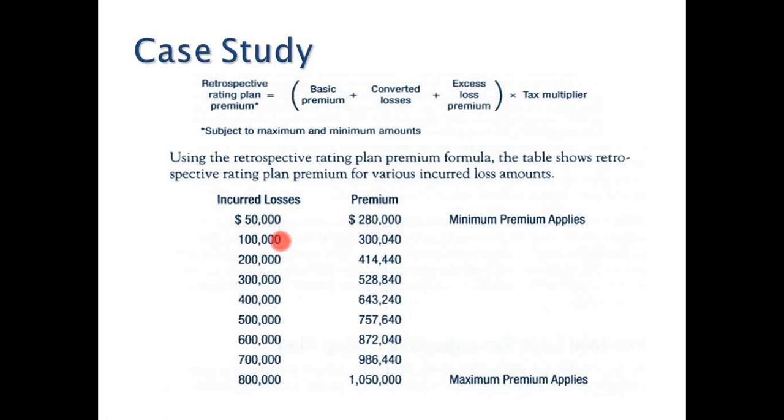If we have $100,000 in losses and I put this in the formula, we have our basic premium of $140,000, and we do our converted losses of the 1.10 times this. The number we're going to end up with is about $300,040. You can basically go through here, and depending on our loss level, if we have $800,000, the max we're going to pay is $1,050,000. So that's where the formula comes into play. Hopefully that makes sense.